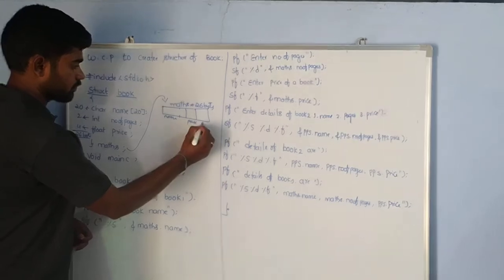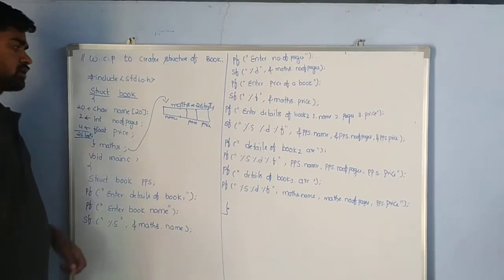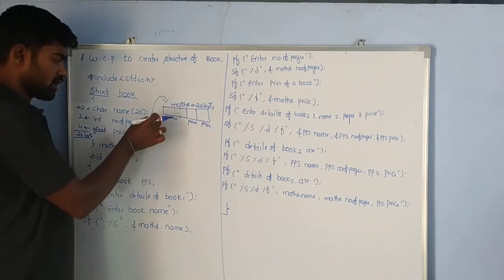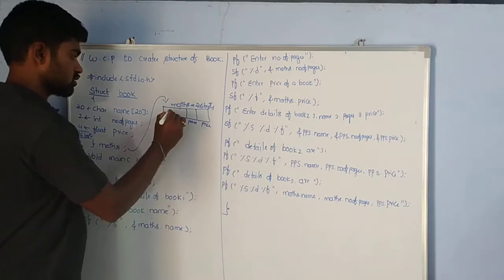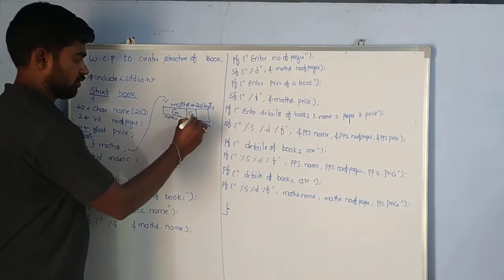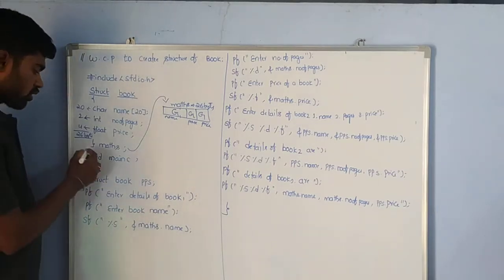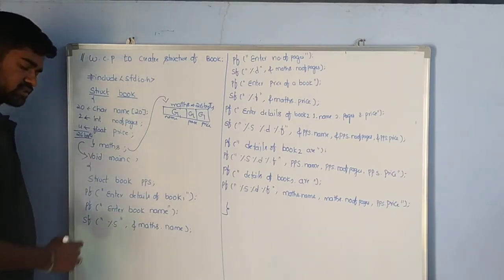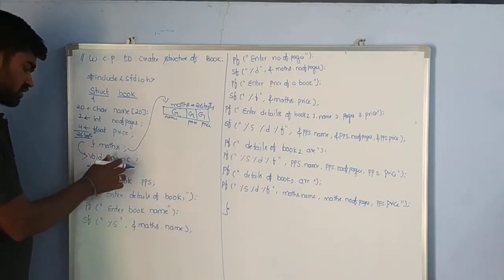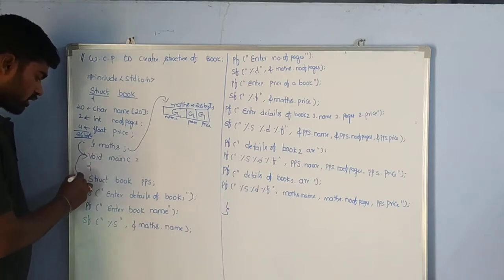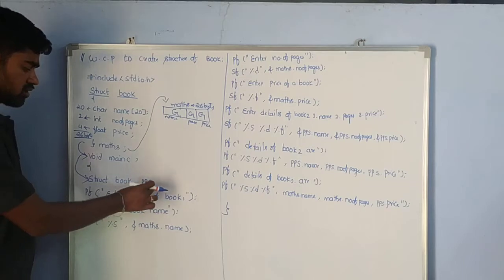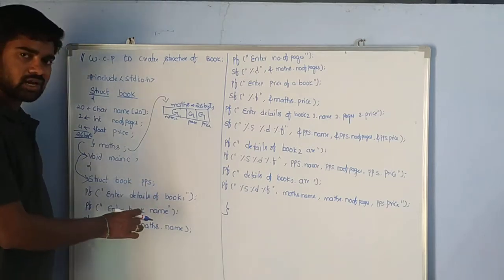Now, what will happen? These do not have actual values, so these will have garbage values. Now the program execution starts from the main function. After that, another variable we are creating for the structure is called PPS. Now again what will happen?